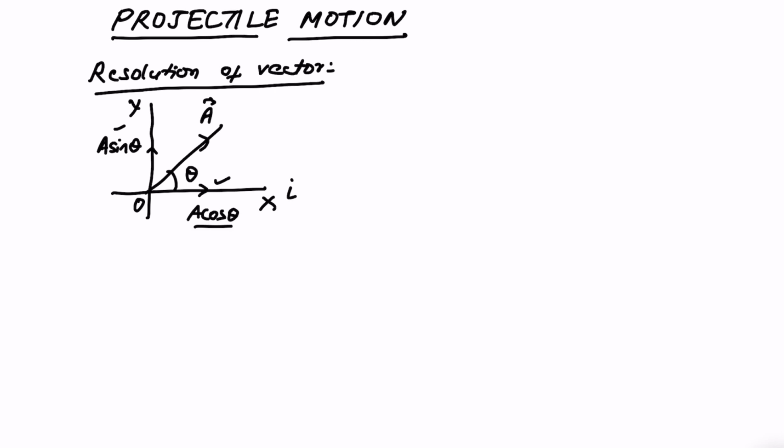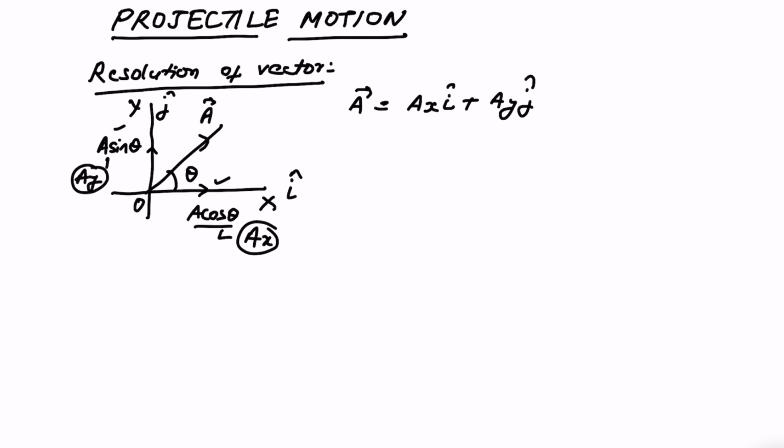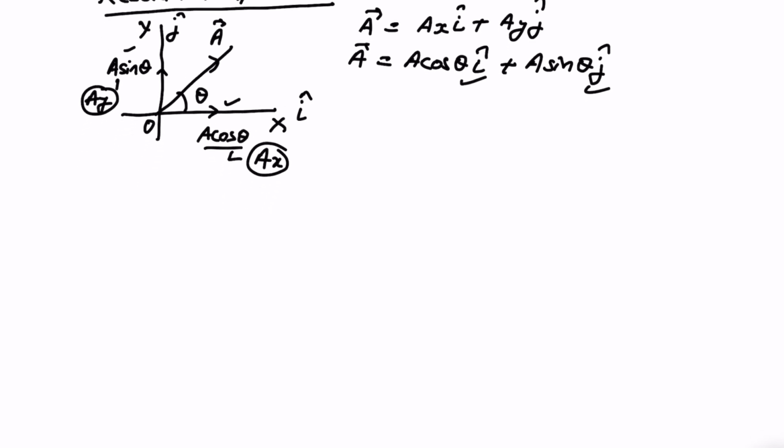We also know that the unit vector along the x-axis is i, and the unit vector along the y-axis is j. So we can write this vector A as equal to AX i plus AY j. But AX means the component along the x-axis and AY means the component along the y-axis. So AX can be written as A cos theta into i, and AY as A sin theta into j. i and j simply indicate the direction: i indicates the x-axis and j indicates the y-axis.